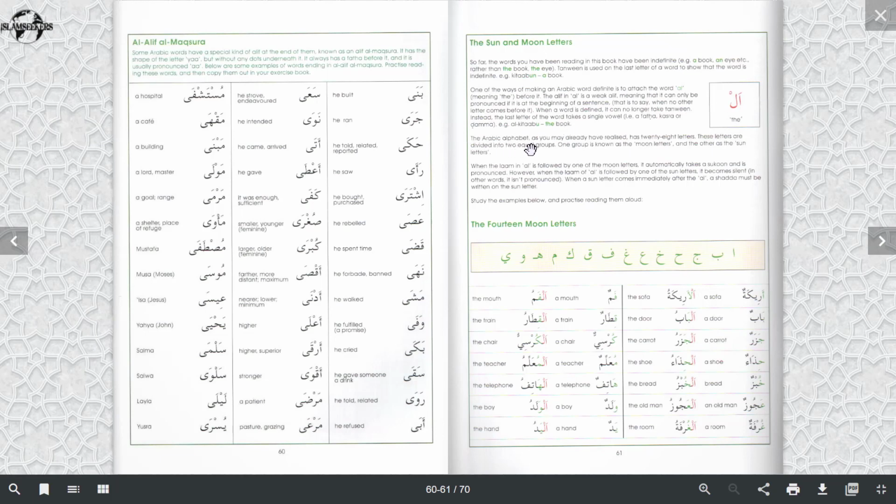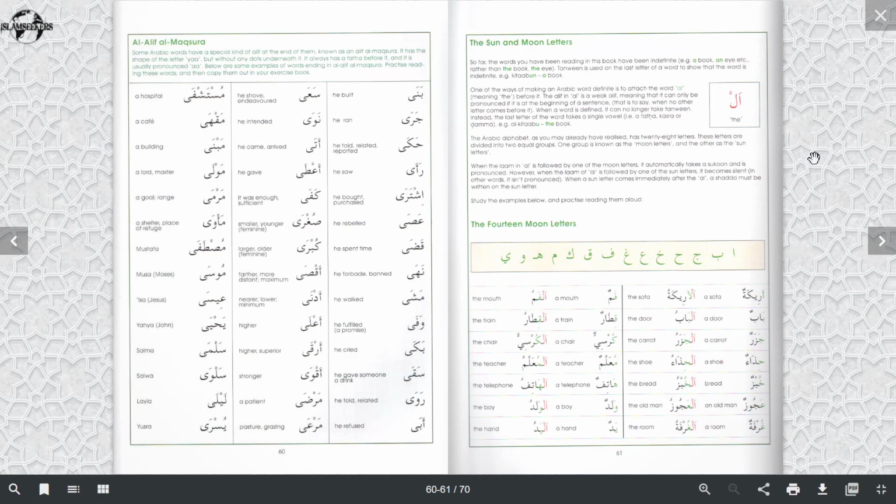The Arabic alphabet, as you may already have realized, has 28 letters. And these letters are divided into two equal groups. One group is known as the moon letters and the other as the sun letters. When the lam in al is followed by one of the moon letters, it automatically takes a sukoon and is pronounced. However, when the lam of al is followed by one of the sun letters, it becomes silent. In other words, it isn't pronounced. And when a sun letter comes immediately after the al, a shadda must be written on the sun letter.